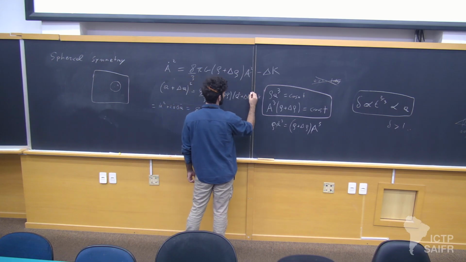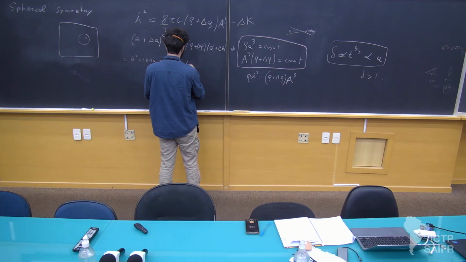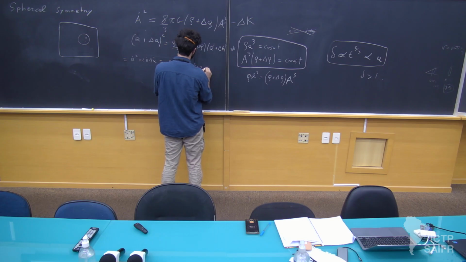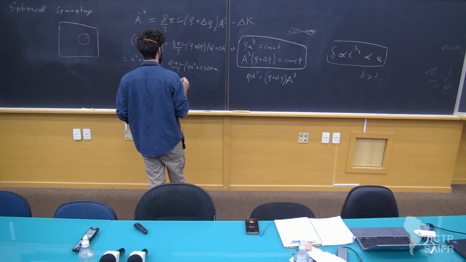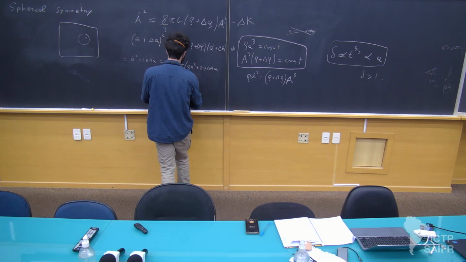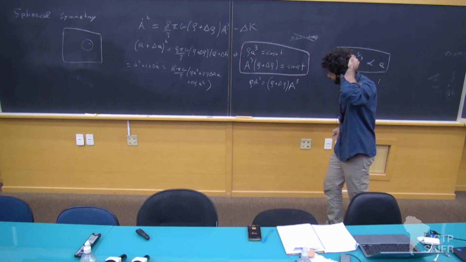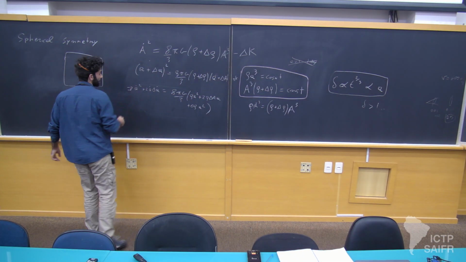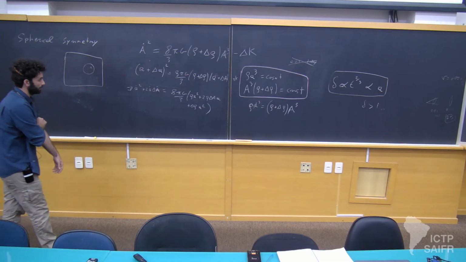This was A squared. So I will have my ρ A squared term as usual, plus 2ρ A δA, plus δρ A squared. So this should be the linearized equation for δA and δρ.